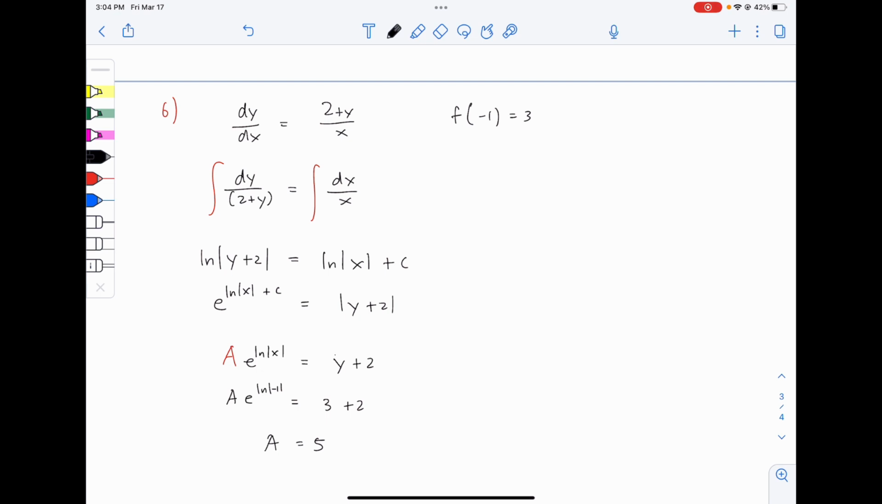Now that we have this, take this equation over here. 5e to the ln of the absolute value of x is equal to y plus 2. 5e to the ln of the absolute value of x minus 2 is equal to y. And there you have it.